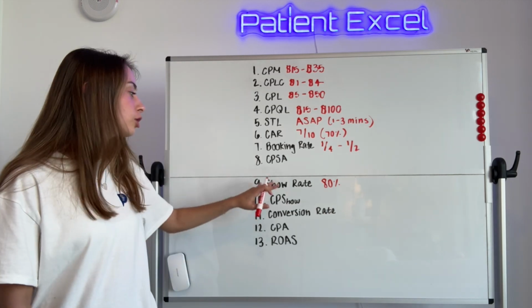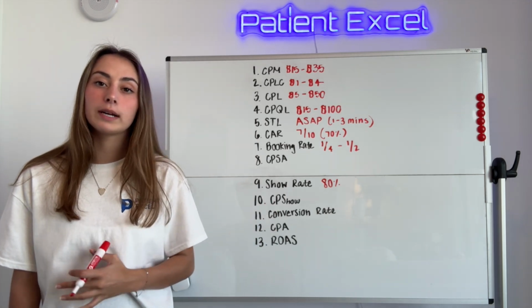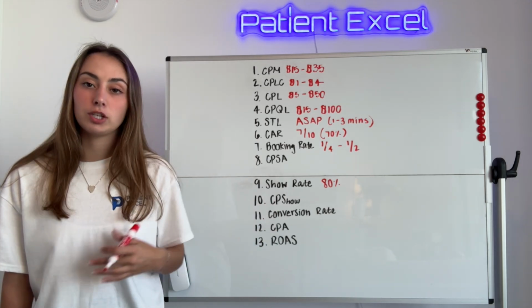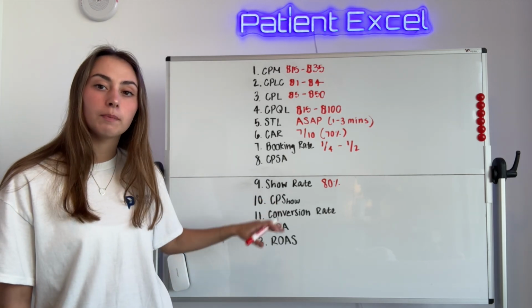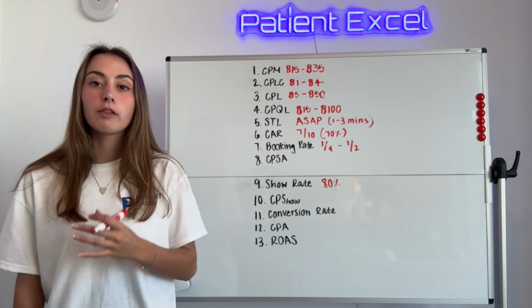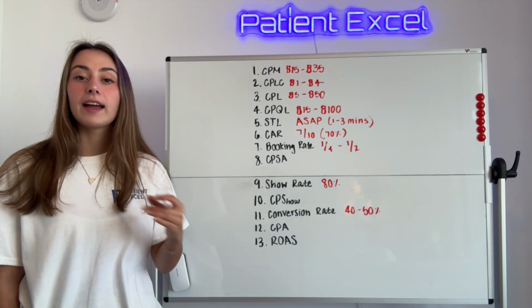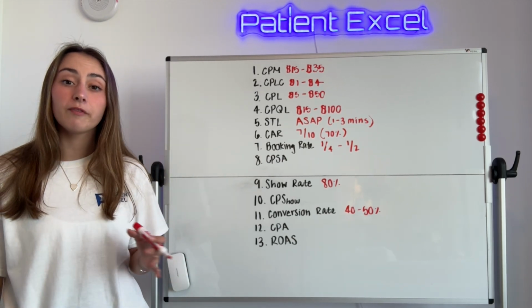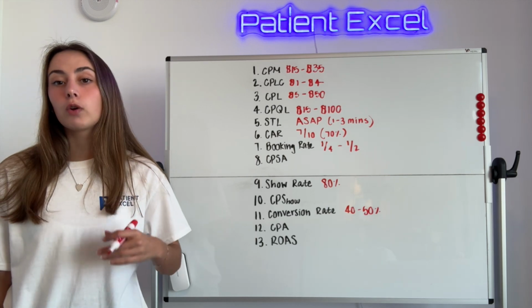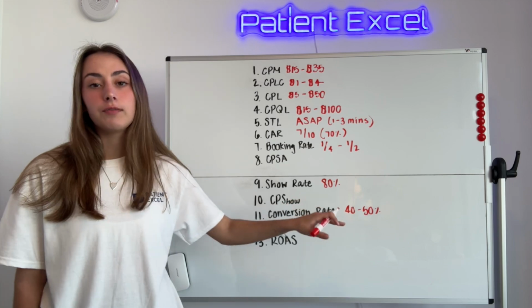After you've determined your show rate, you can determine your cost per show, which is pretty self-explanatory. It's how much you're paying for a patient to show up for their appointment. And I won't be putting a value for this either because this again can vary depending on the treatment that you're currently promoting through your Facebook ads. Alright, and then next is your conversion rate, which is the percentage of those that show up for their appointment that move forward with treatment. And ideally you want this to be at 40 to 50%.